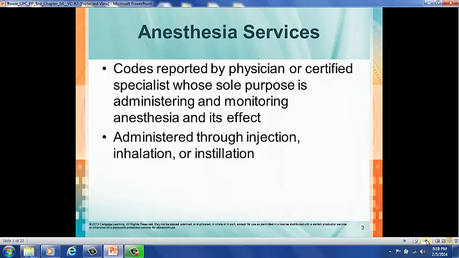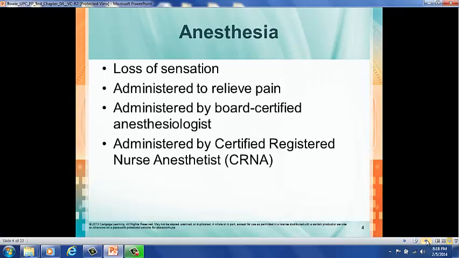Anesthesia, which means a loss of sensation, is administered to patients to relieve pain brought on by any number of causes, including surgery. Anesthesia can be administered by a qualified professional through injection, inhalation, and agent instillation. It is important for the coder to determine who administered the anesthesia because reimbursement will vary depending on the provider. Modifiers are used to indicate whether an anesthesiologist or a CRNA delivered the anesthetic.